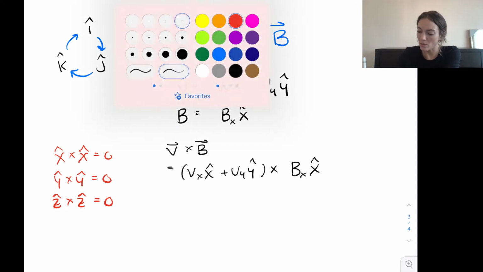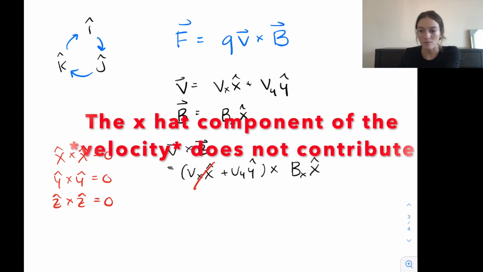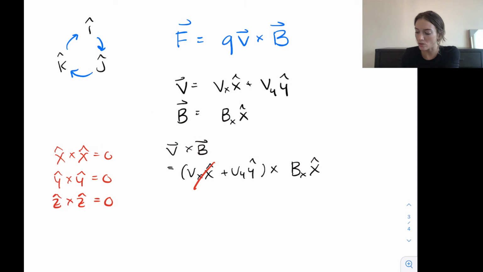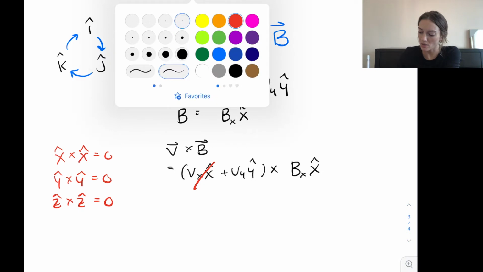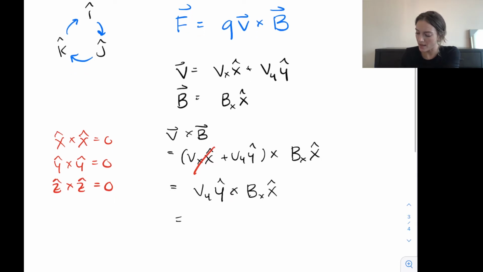And I know right away that since it's a cross product, the x hat components don't contribute to my force, and only the y hat crossed x hat components will contribute to my force. So then I can just say, okay, the x hat component doesn't matter because my B is in the x hat direction. And so then I can just say, all right, my cross product then is just Vy in the y hat crossed into Bx in the x hat.